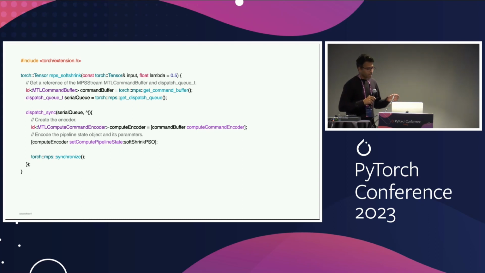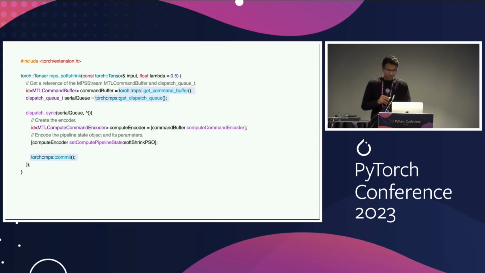Also, we have this get dispatch queue API to get a reference to the serial queue. Next, create an encoder using that command buffer which we got a reference to, and it allows you to define your custom GPU kernel on that. You encode the kernel using the dispatch queue to ensure the submissions from multiple threads are serialized. After all the work is encoded, you use the synchronize API to wait until the command buffer is done. Or if you don't need serialization, you can use the commit API. And this allows you to internally use commit and continue.